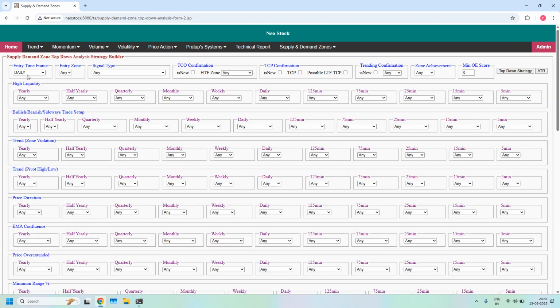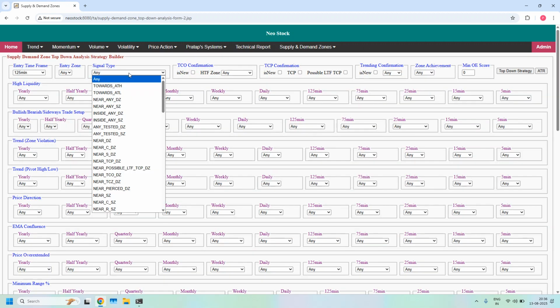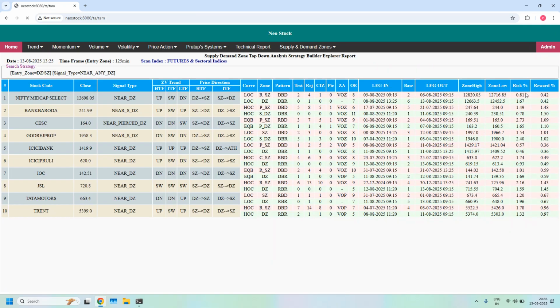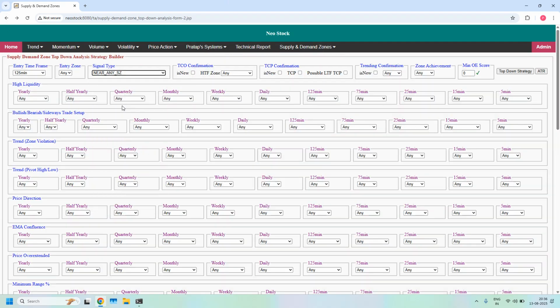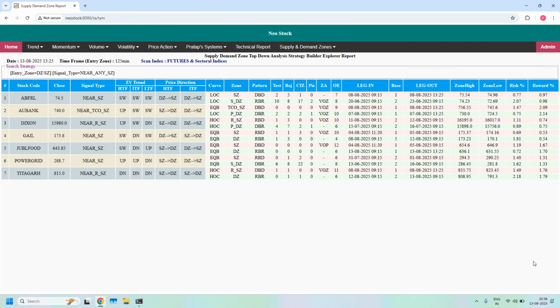So the next time frame is 125 minutes. Stocks near to the 125 minutes demand zone. We got 10 stocks. Next, stocks near to the 125 minutes supply zone. We got 7 stocks.